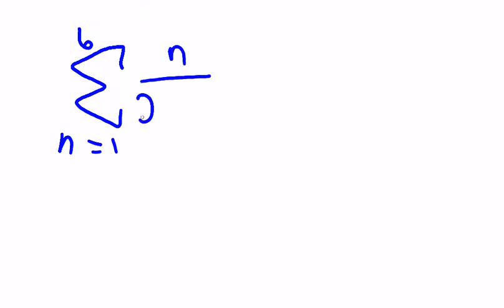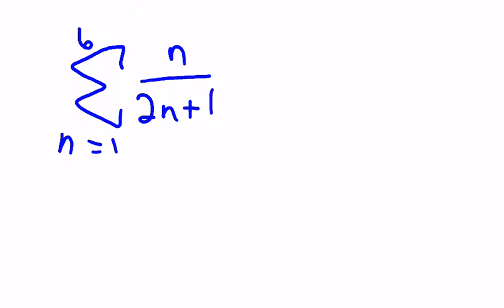Summation notation kind of looks like a big E, but it means that we're adding up the terms. So in this case, we're going to start with where n equals 1, meaning our first term, up to the sixth term. So the top number is where we stop, and then they give us the rule that we're going to work with.